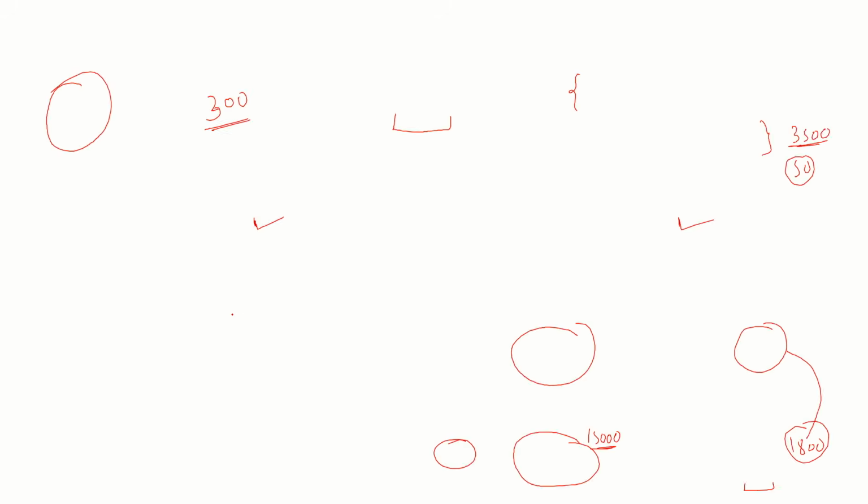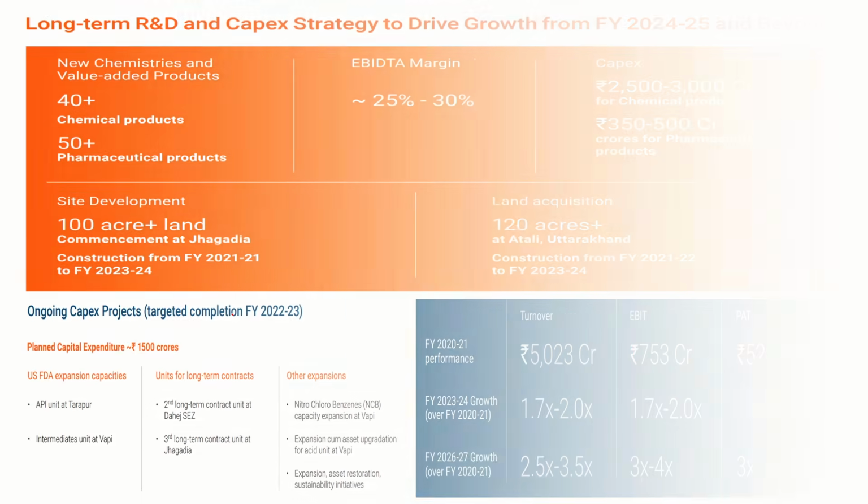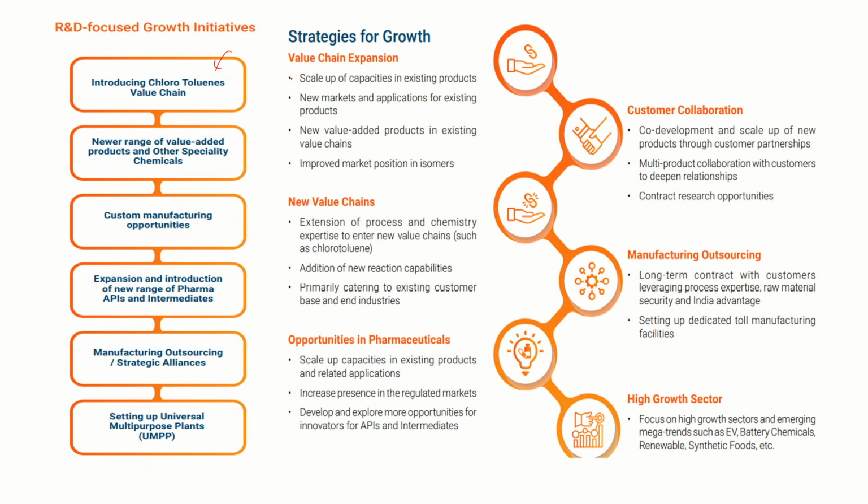Okay, now let us move ahead and talk about what other things the company is doing. So we have already seen they are expanding into the toluene chain now. Along with it, they are looking for opportunities in the pharma sector. They are trying to scale that up.